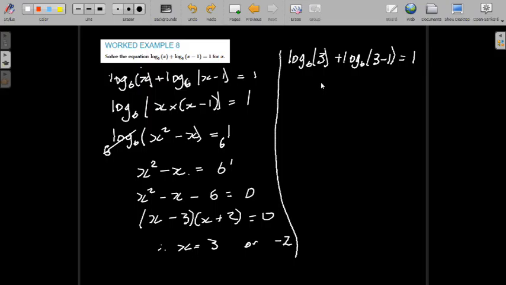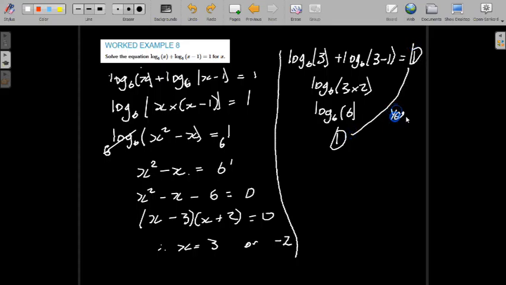So on the left hand side, log base 6 of 3 plus log base 6 of 2 would be this, and then 3 times 2 gives me 6. Log base 6 of 6 is 1. So that and that are equivalent. Yes, so that is a solution. So x equals 3 is true.